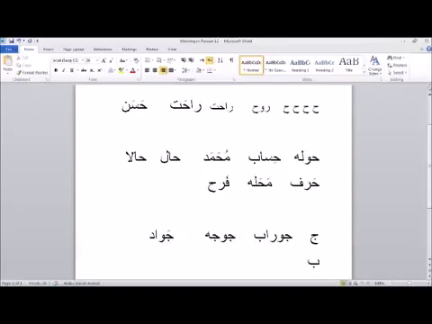B, O, R, J, Borj. Borj means tower. A, N, J, E, R, Anjir, fig, F-I-G. A, non-connective, N, connective, J, connective, E, connective, and Re is the final, which of course is a non-connective by itself. Anjir means fig.